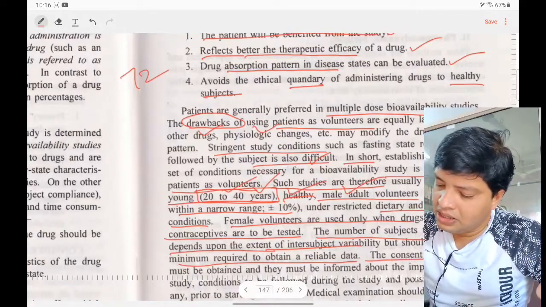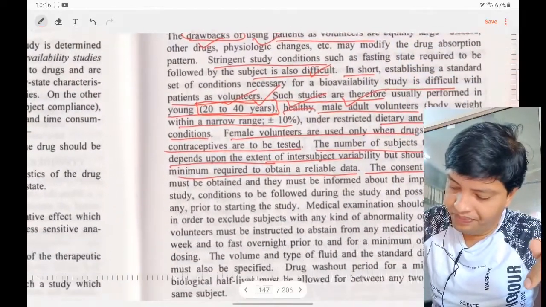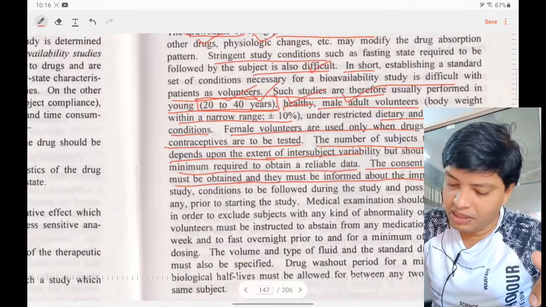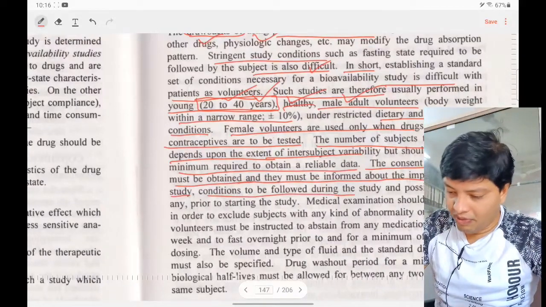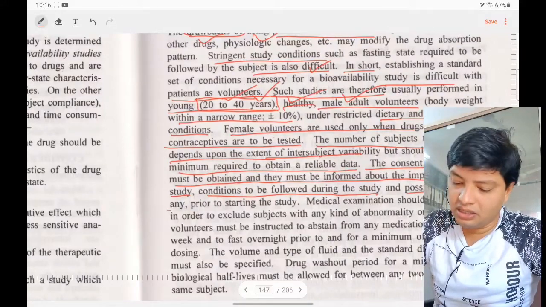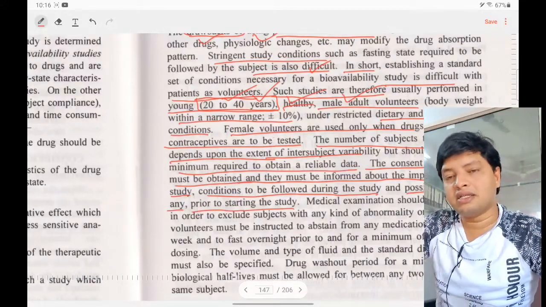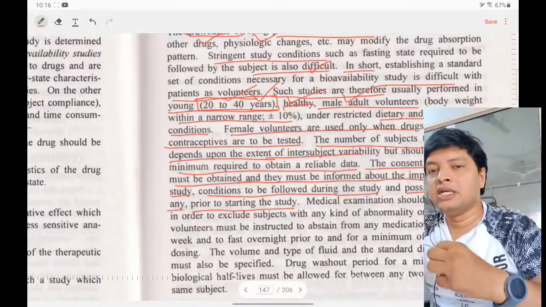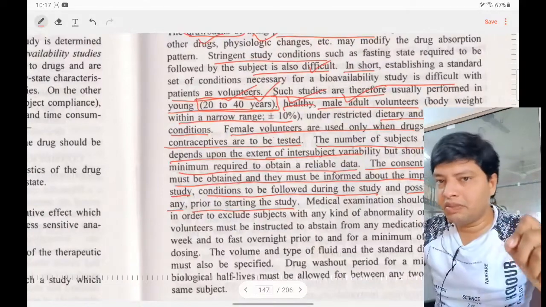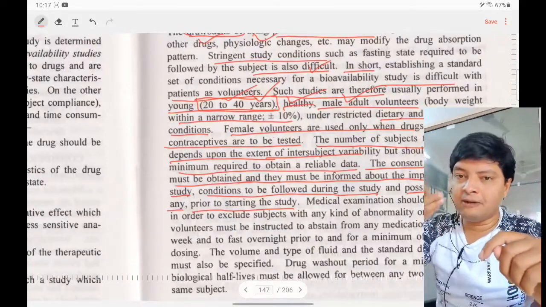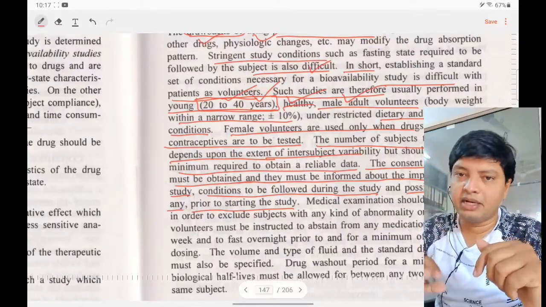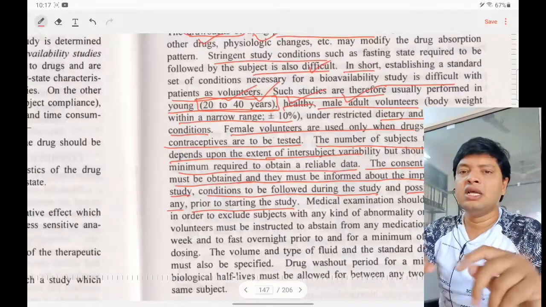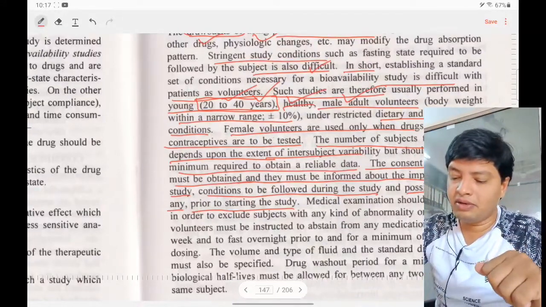Then the consent of volunteers must be obtained, and they must be informed about the importance of the study, the conditions to be followed during the study, and possible hazards prior to starting the study. Obviously, you can't directly take the patient without informing him anything about the study. So you need to inform. Consent of the patient should be taken as a signature on that paper. Everything will be written in that sheet: what the hazards are, what the importance is, what all you are going to do in the study. You need to give it there, or explain it to him, and take his consent.